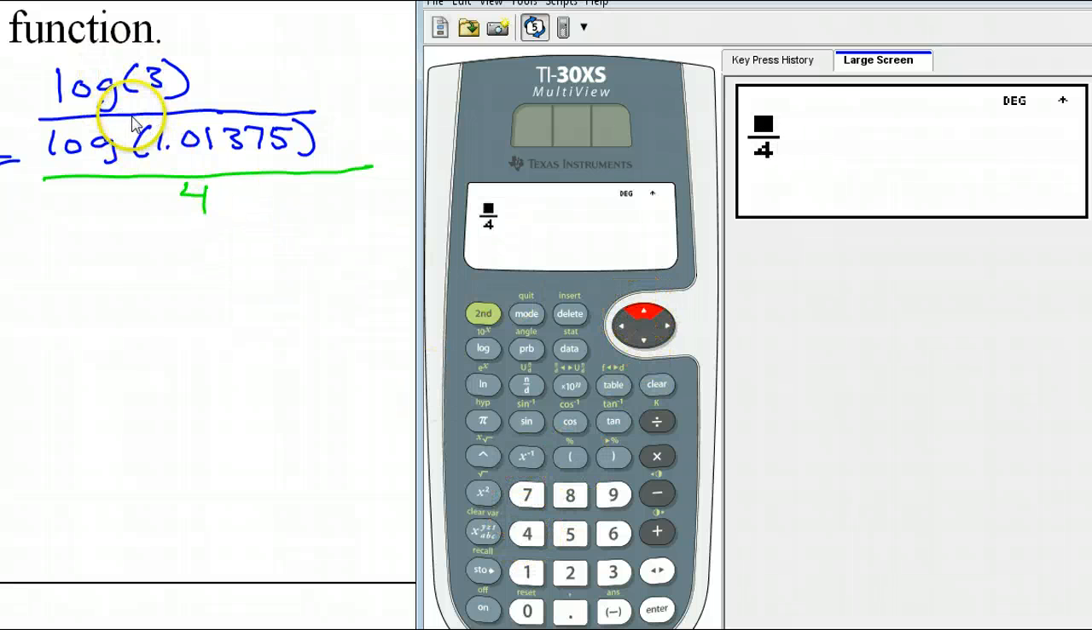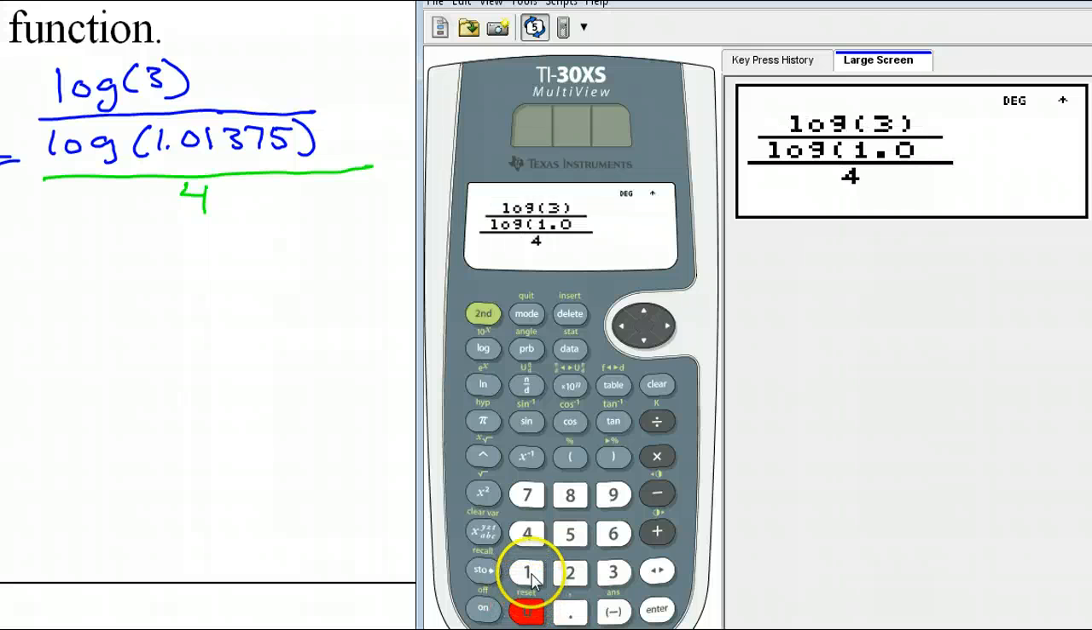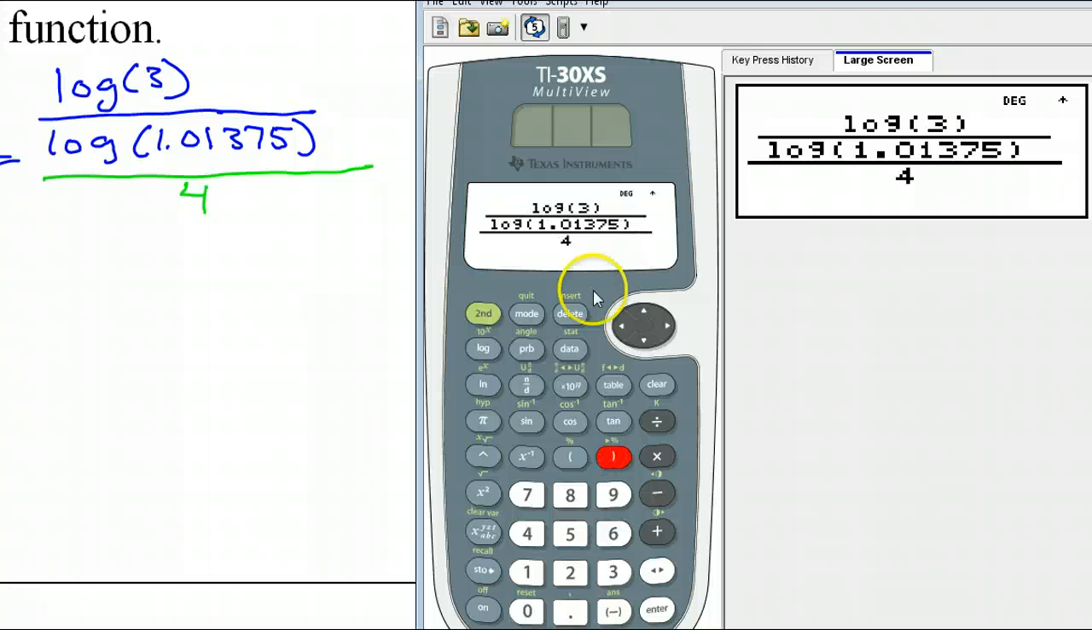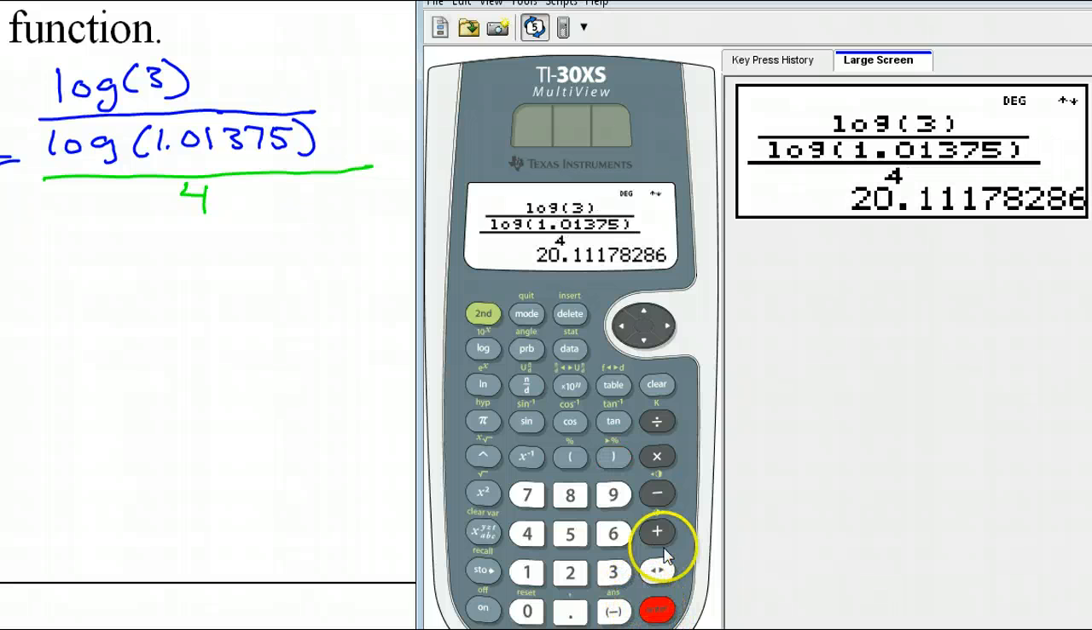Now the numerator is a fraction, so in the numerator you need to hit your n over d button to make a fraction in the numerator, and then you type in the rest of it. So that's going to be log 3, and this is going to be log 1.01375. Okay, now I've typed it in. It looks just like this. It's a thing of beauty. So, kabam, I've got 20.11.